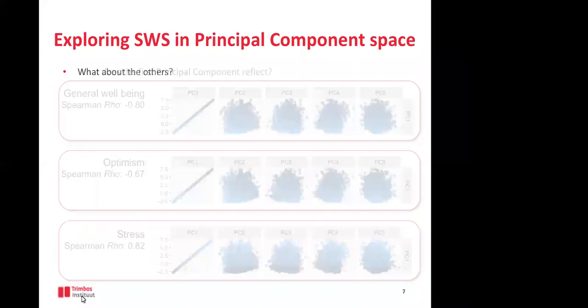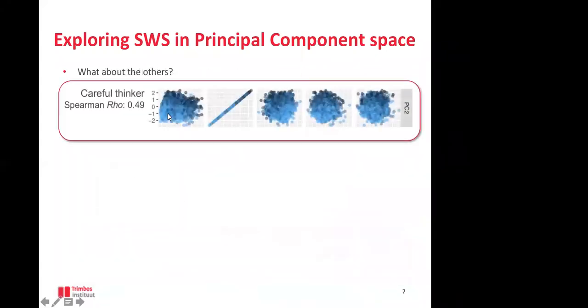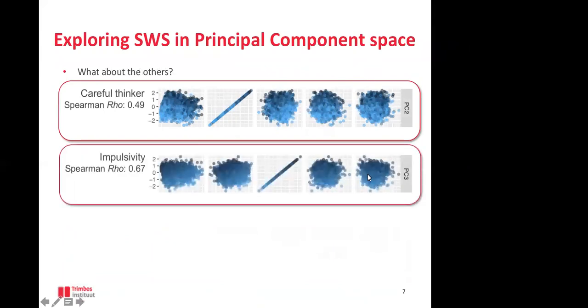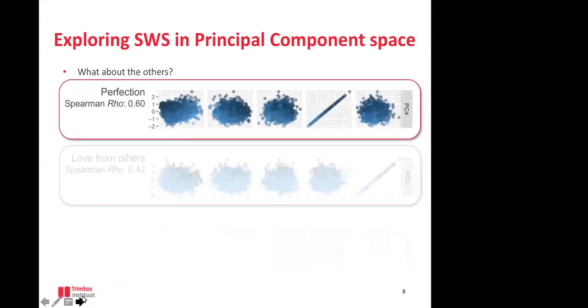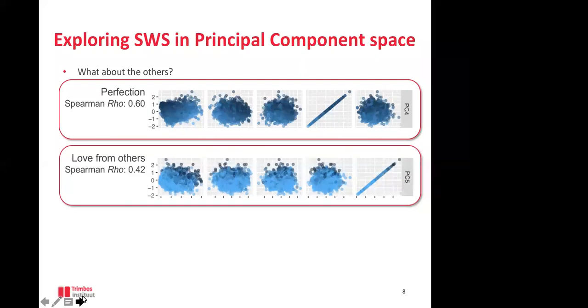If we then go to the other ones, we see that the second principal component appears to be positively correlated to careful thinking, which is one of the parts of the questionnaire that were asked. Impulsivity is related to the third principal component. And then we have the fourth and the fifth, which is perfection. And apparently love from others is fairly strongly correlated with the fifth principal component.